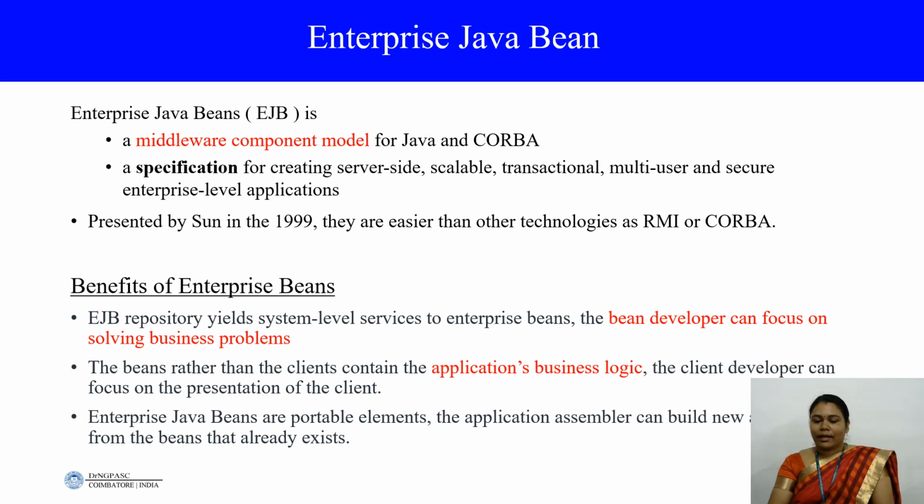They are easier than other technologies like RMI and Java. RMI means Remote Method Invocation, which is specific for distributed systems. And you should know what the benefits of Enterprise Beans are. Enterprise Java Bean provides system-level services to enterprise beans. The bean developer can focus on solving specific business problems, and the bean contains only the application's business logic.